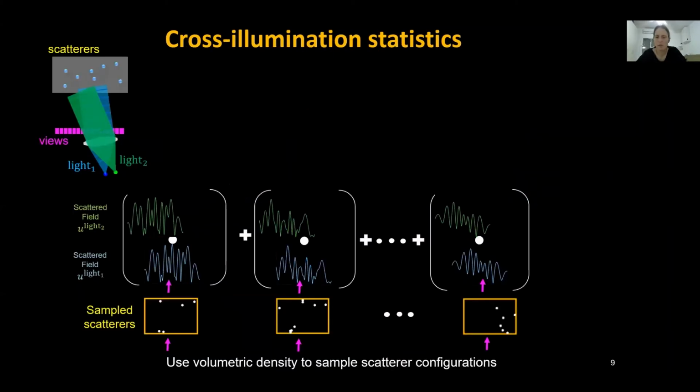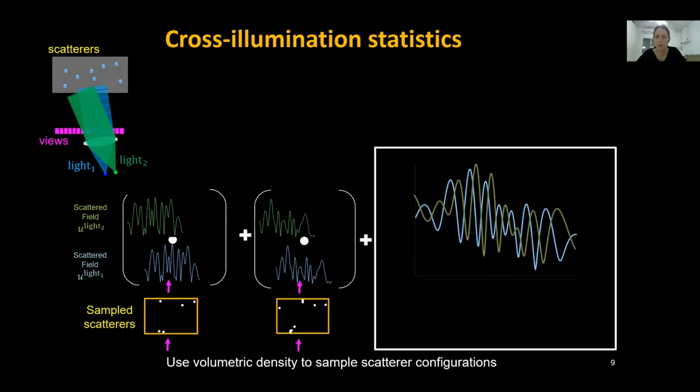So to compute speckle statistics using the wave solver, we can consider the following experiment. We have two illumination sources, and we can use the macroscopic material density to sample multiple sets of scatter locations. For each sample particle position, we use the wave equation solver to compute two scattered fields for the two different illumination directions. If we look more closely at these two fields, we can see that the field from the blue and green direction are highly correlated but shifted versions of each other. And this is essentially the memory effect.